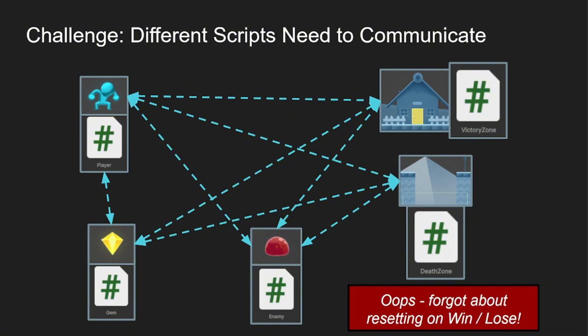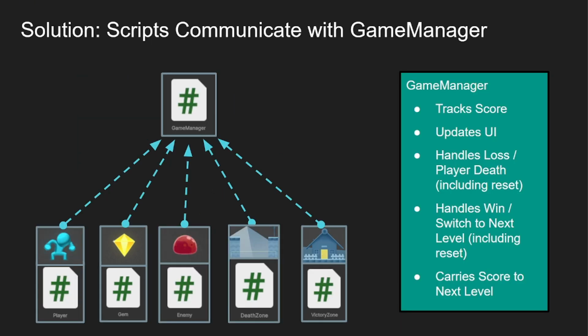And this could happen two different ways. Should I handle player death on the player or on the enemy or in the hole? But this can be a lot cleaner if you have a game manager script that's responsible for talking to each of these things. And then you get a much clearer way of differentiating and saying, oh, these scripts can talk to each other if they need to, but if all they need to do is things like track scores, update UI, handle player death, handle winning and switching to the next scene, and carrying the score to the next scene, then a game manager script is a prime example of that.